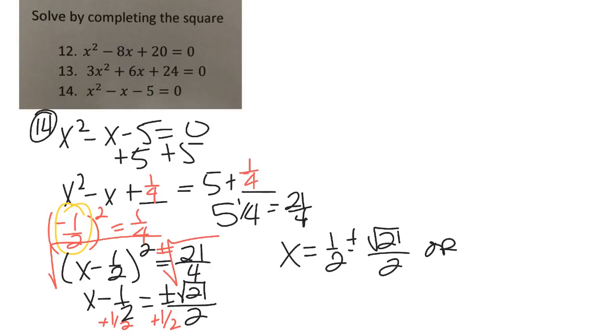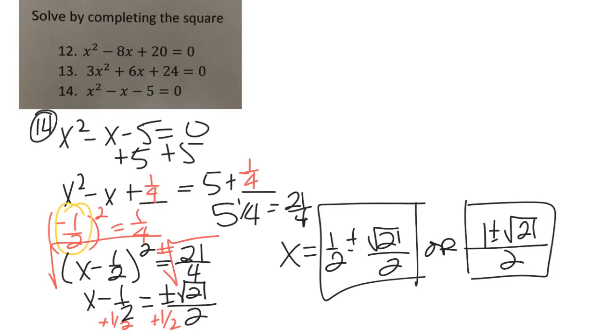Or you can write it as one fraction, 1 plus or minus the square root of 21, all divided by 2. Either answer is correct. And I can't simplify 21 because it's 7 and 3. Those are both prime. So that's simplified.